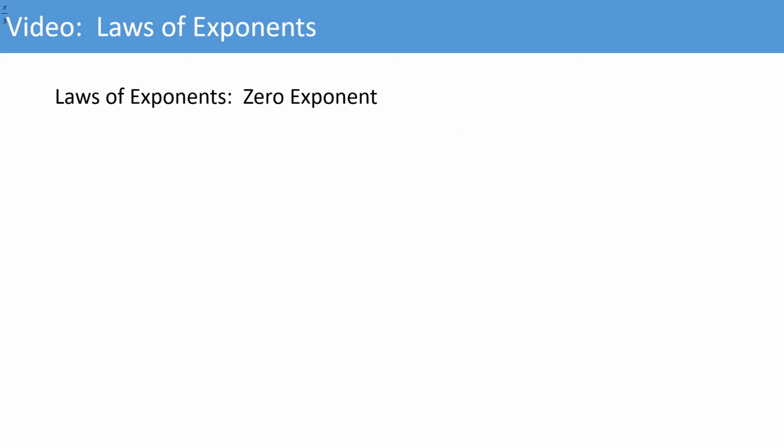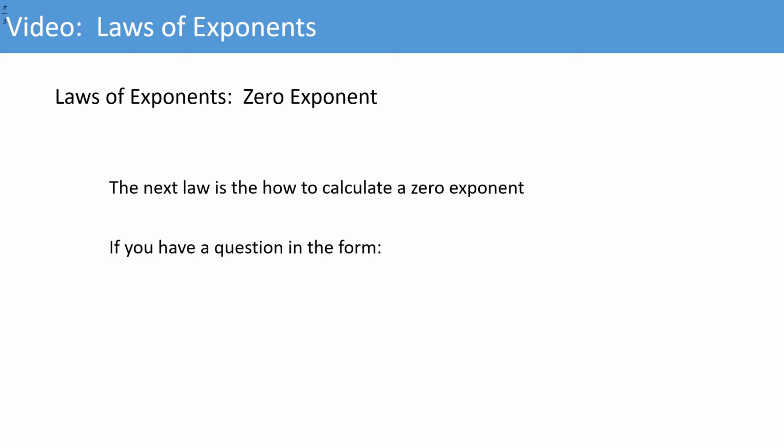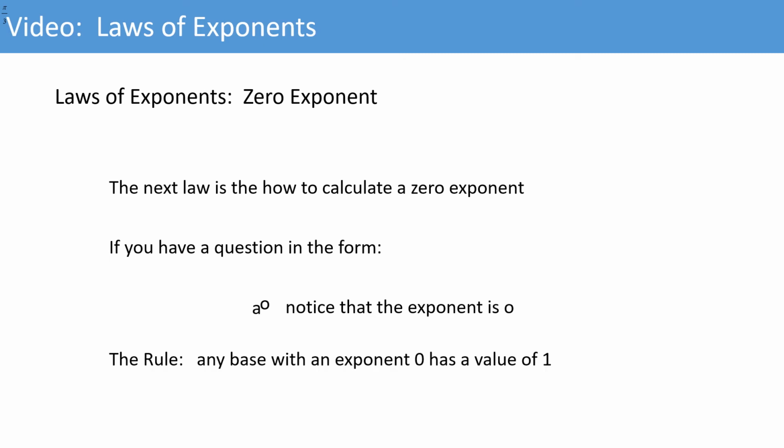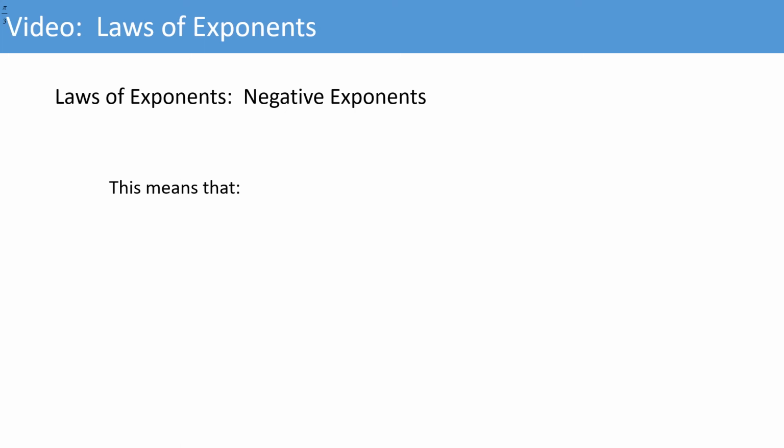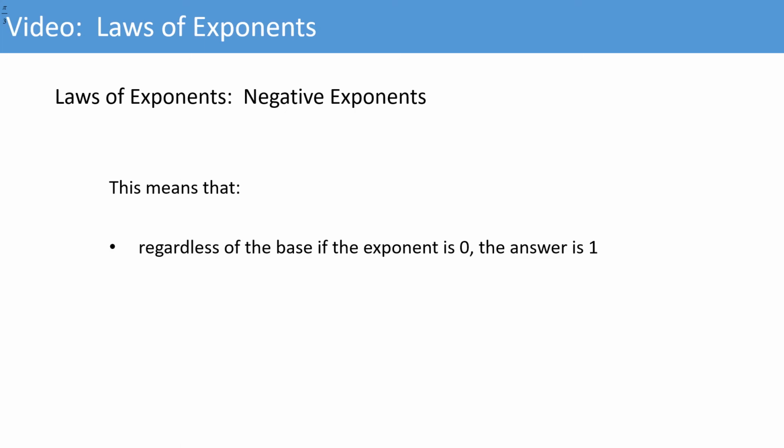Zero exponents. The next law is how to calculate a zero exponent. If you have a question in the form a to the exponent 0, notice the exponent is 0. The rule is any base with an exponent 0 has a value of 1. This means that regardless of the base, if the exponent is 0, the answer is 1. A to the exponent 0 is 1.